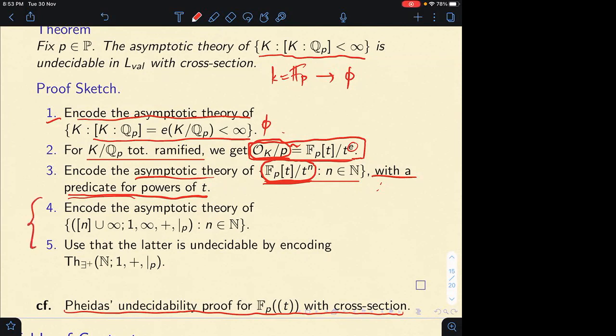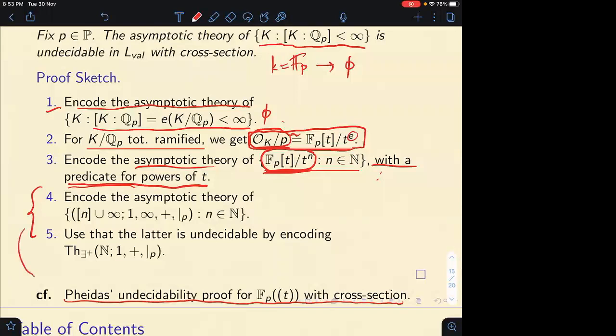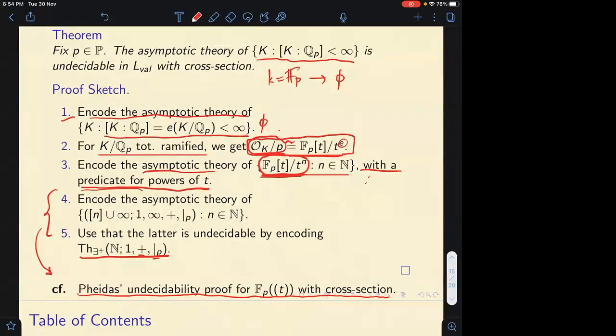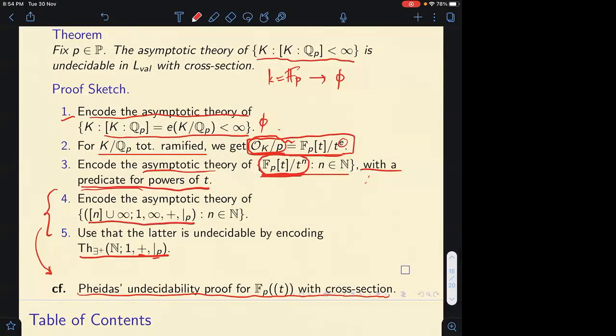Steps 4 and 5 are really the steps where the main technical calculations lie. But essentially, you just adapt Fidas undecidability proof for FPT. This proof goes by eventually encoding the positive existential theory of the natural numbers in the language with addition and p-divisibility. Here you can do something similar. Now you don't have power series, but you still have truncated polynomial rings, and n goes to infinity, so that's good enough. You first encode the intervals.